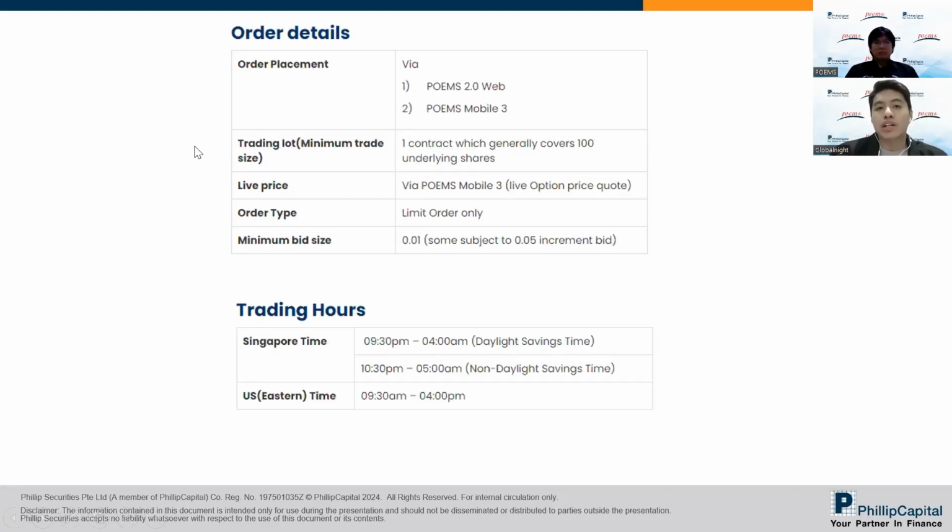So right now, Poems offers options trading through Poems web and Poems mobile trade. So these are some of the details here. Live price subscription, which I'll be going through later, is available for subscription free of charge on Poems web. The trading hours will follow the US regular trading hours.